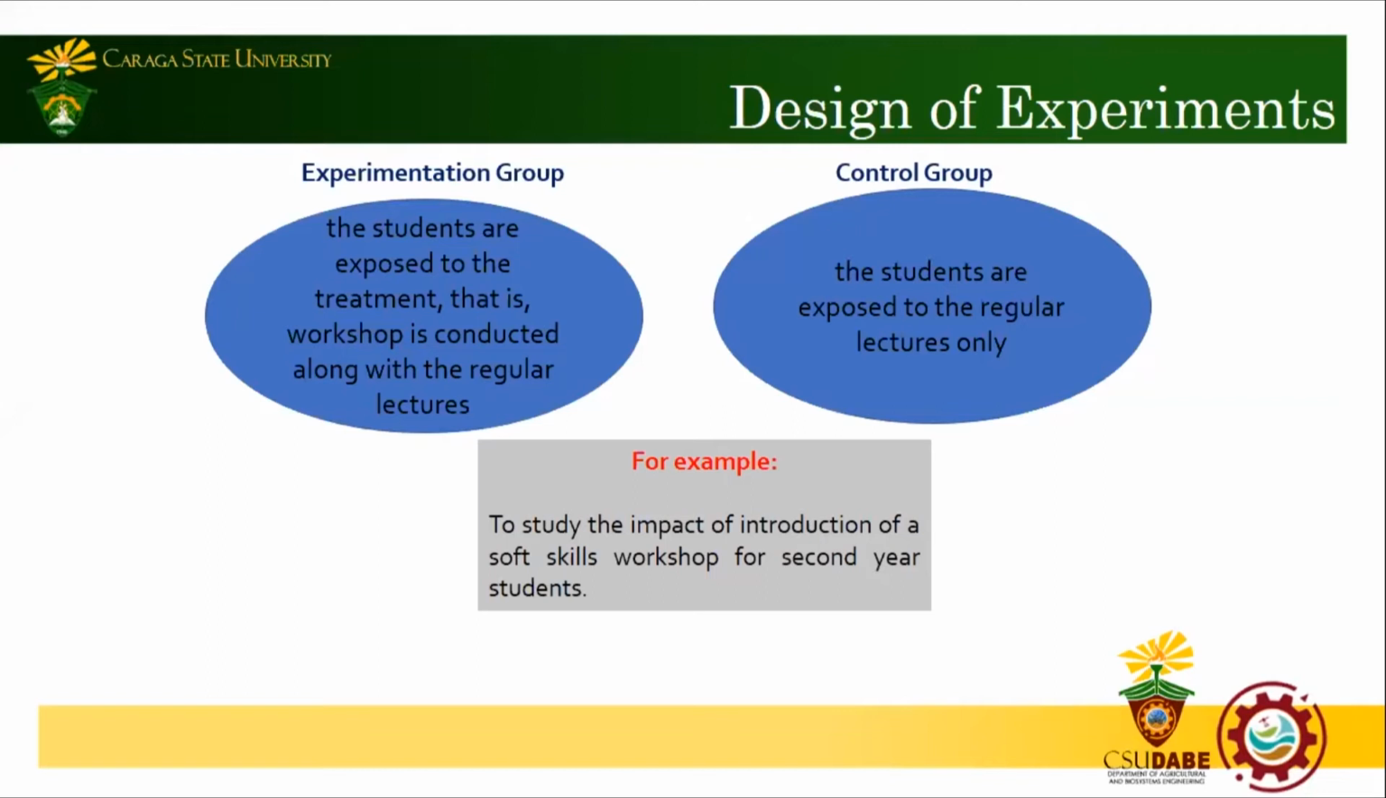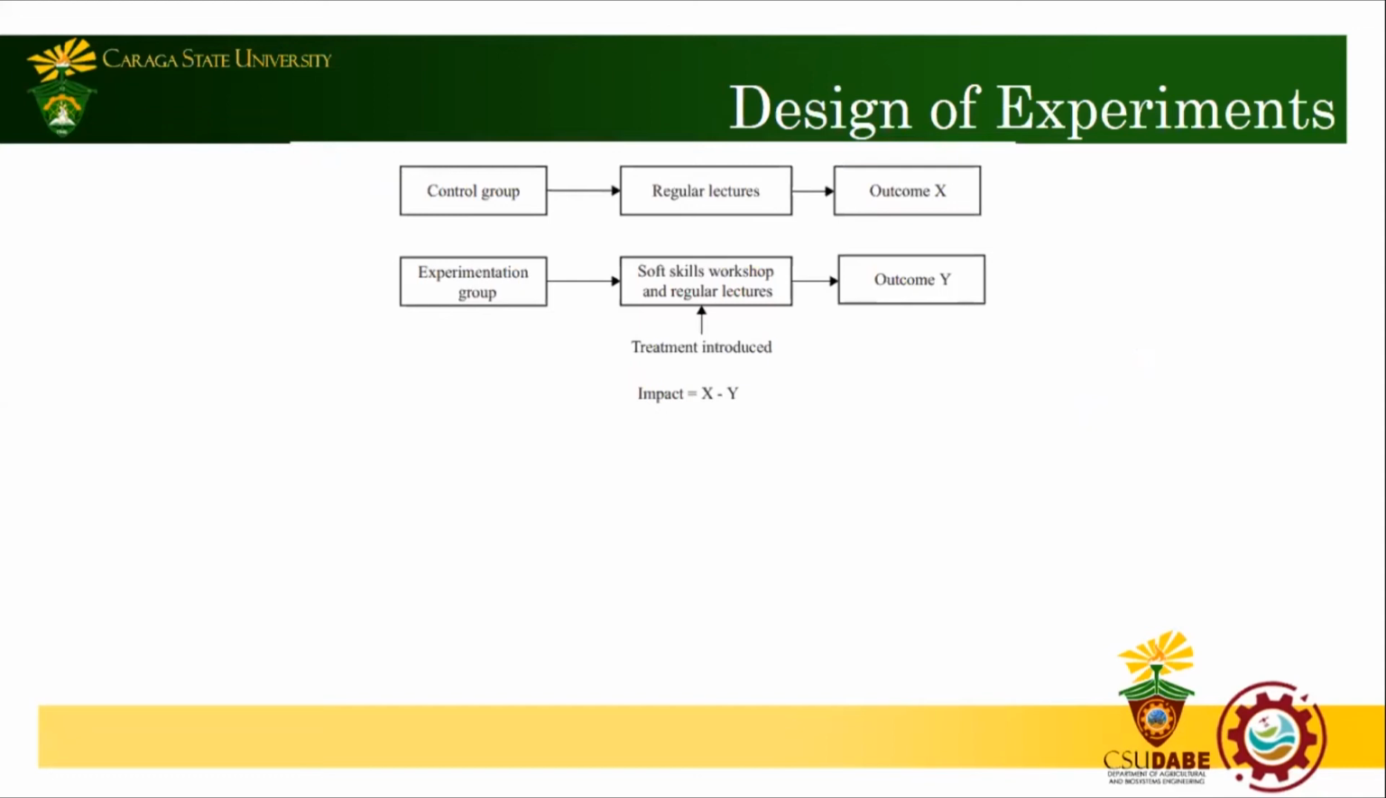Usually students cannot immediately identify which is the experimentation and the control group. For example, to study the impact of introduction of a soft skills workshop for second year students: the control group gets regular lectures, just lectures. The experimentation group gets the treatment, the introduction of a soft skills workshop aside from regular lectures, meaning a more advanced teaching method was applied. So there is a treatment, and then what is the outcome?